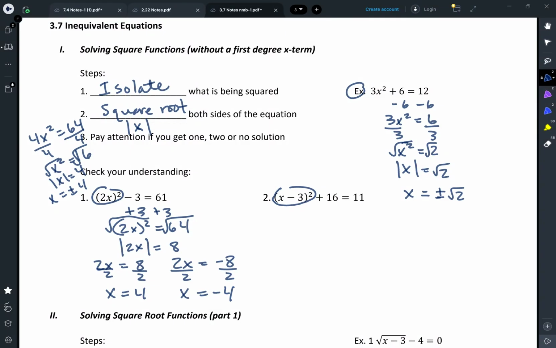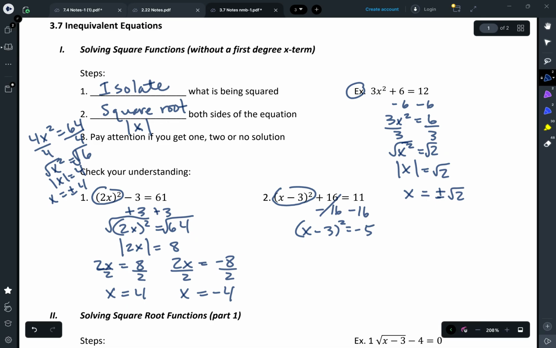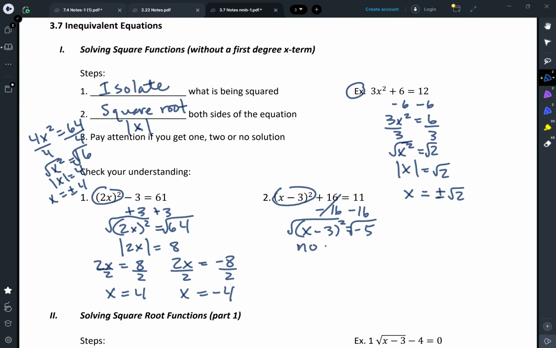So on the next one, I would go ahead and subtract 16 on both sides. So I've got the quantity x minus 3 squared equals negative 5, and that means there's no real solution. So right away, when I go to take a square root, it doesn't work, no real solution.